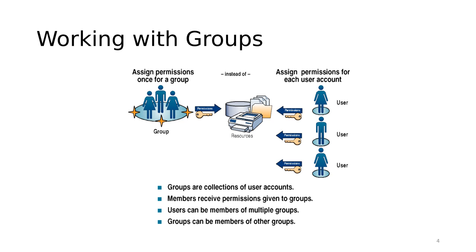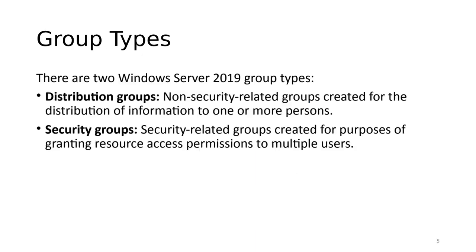So we mentioned last time that groups are collections of user accounts, and members receive permission given to a group. If you are a member of a group, and the group is given permission, then you get these permissions. It's better to assign permissions to a group instead of assigning permissions to each person alone. It will take a long time. And groups can be nested, a group member of another group, same like OU.